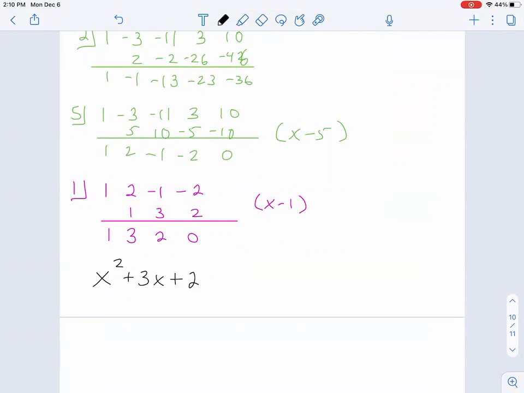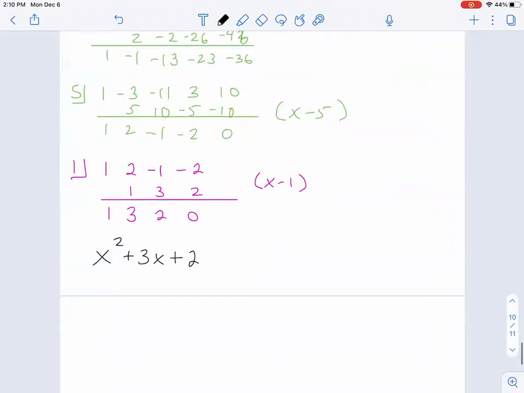Yes, Ethan. These are giving us our x coordinates. Yeah. So this factors into x plus 2 times x plus 1.